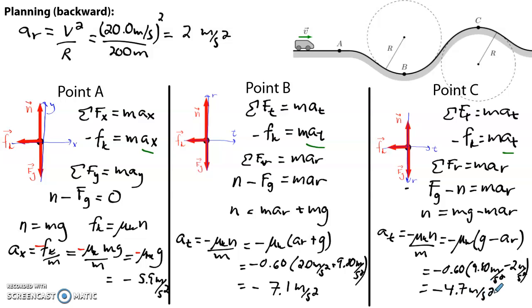So just as we expect, the value of the tangential acceleration will be greater when the normal is bigger and will be smaller when the normal is the smallest. And the flat road is in between the two.